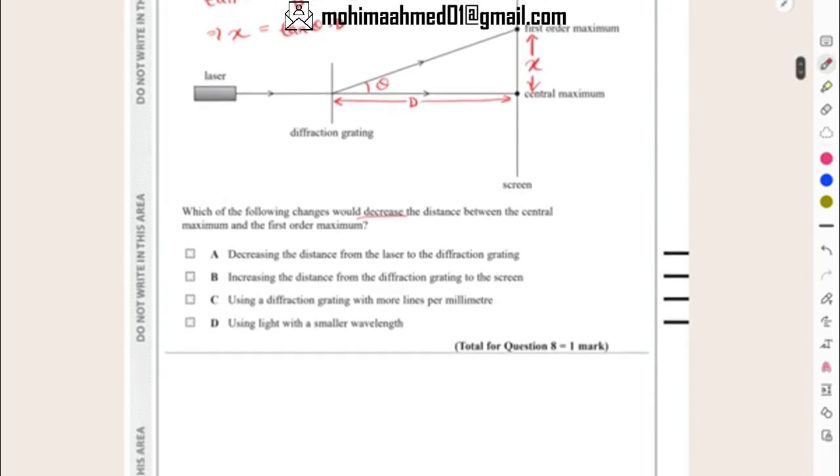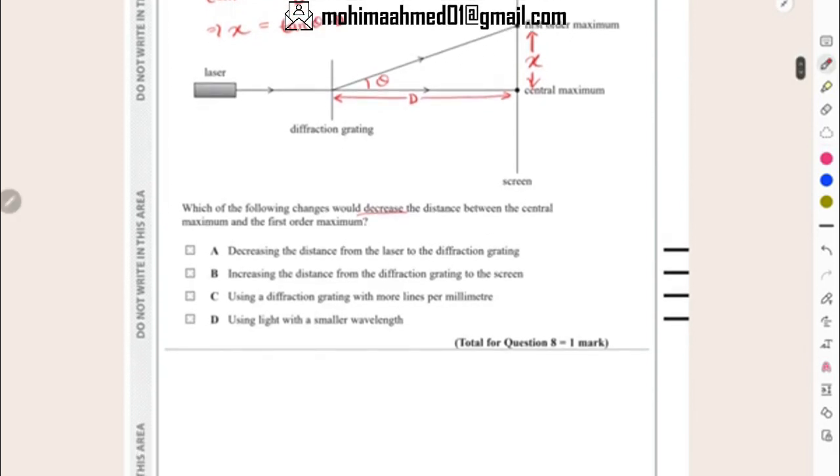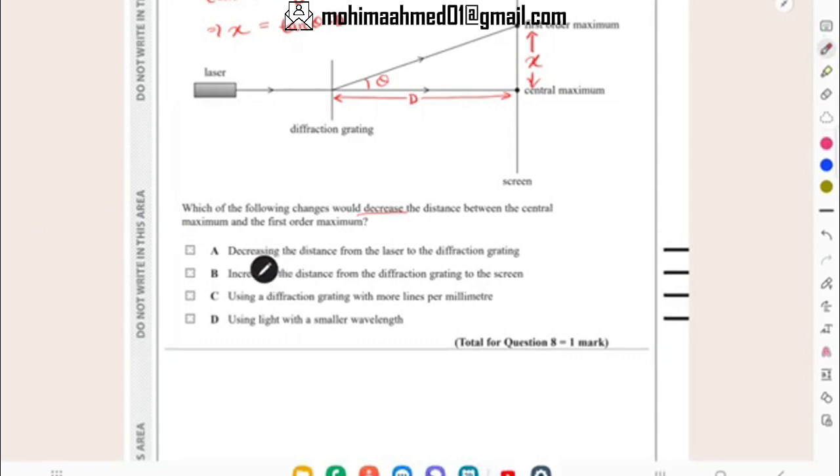Now, if I go to the options, the first option says decreasing the distance from the laser to the diffraction grating. That means they are talking about this distance. This distance really doesn't matter and doesn't affect your distance between the first maxima and central maxima. So option A cannot be the possible answer.